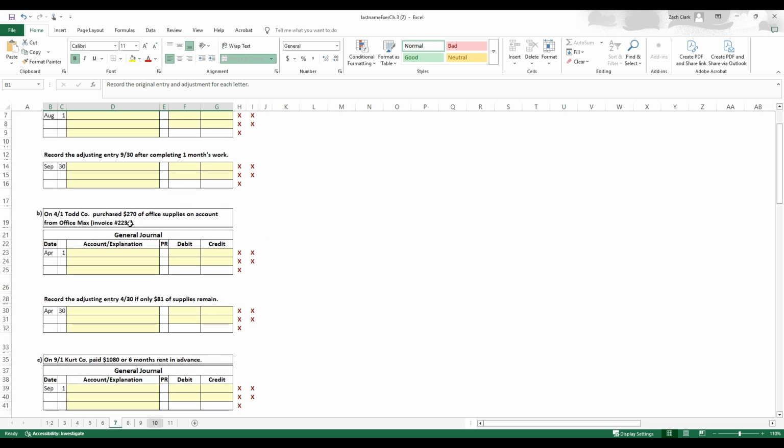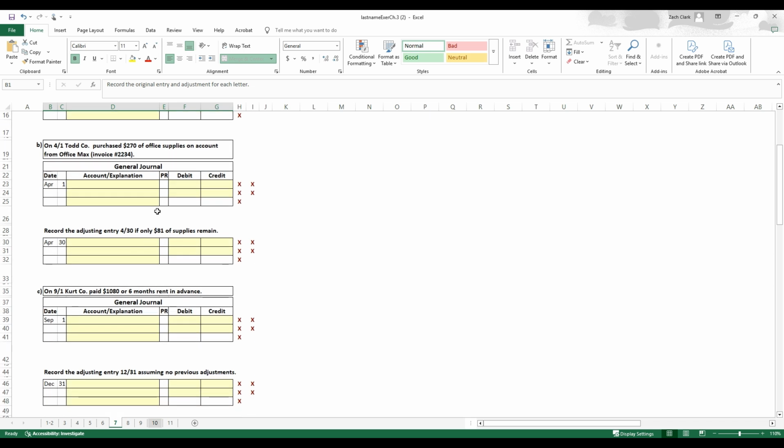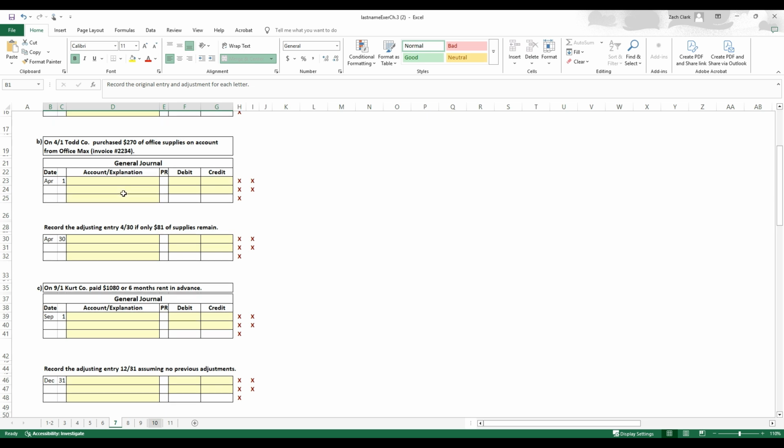In this problem, we purchased office supplies. So on account, so accounts payable, and we'll record an asset of office supplies increase, $270. And then we need to take the difference between the remaining amount of $81 and record that as a reduction to the original total. So 270 minus 81 is the amount that's been used up in April. And we need to reduce the office supplies asset and record supplies expense for the portion used.